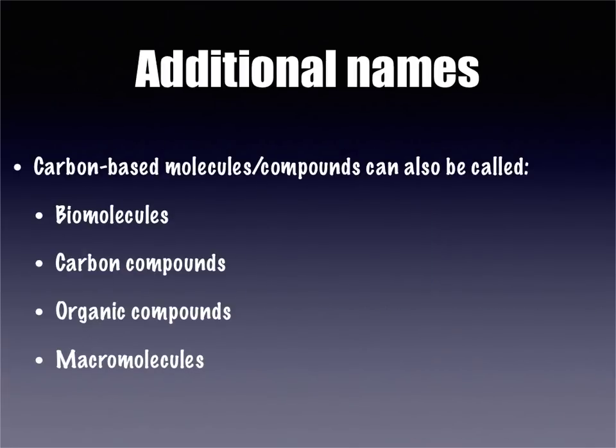Other names for these carbon-based molecules or compounds: biomolecules, because these are the molecules of living things. Bio meaning life, molecules. Carbon compounds, because they're composed primarily of carbon. Organic compounds, because they're found in living things. And macromolecules, because they're big. They're much bigger than the monomers that compose them. So you're putting together a whole bunch of monomers, you can make these large macromolecules or polymers.